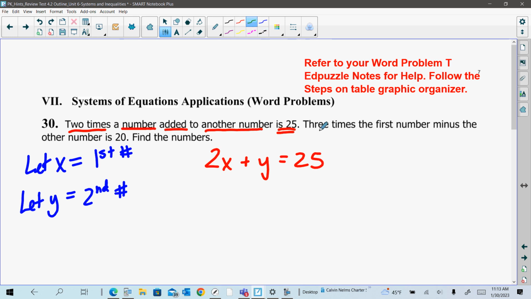All right, second sentence. 3 times the first number minus the other number is 20. For the word problems, you wanted us to solve it? Yeah. 3x minus y equals 20. All right, so you can solve this by what? Elimination. The y's can be eliminated.